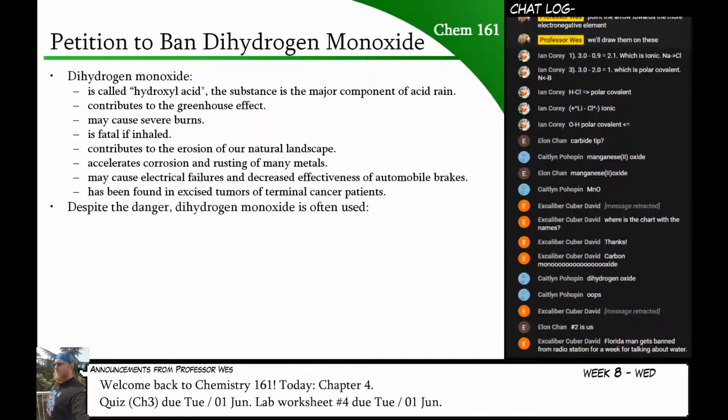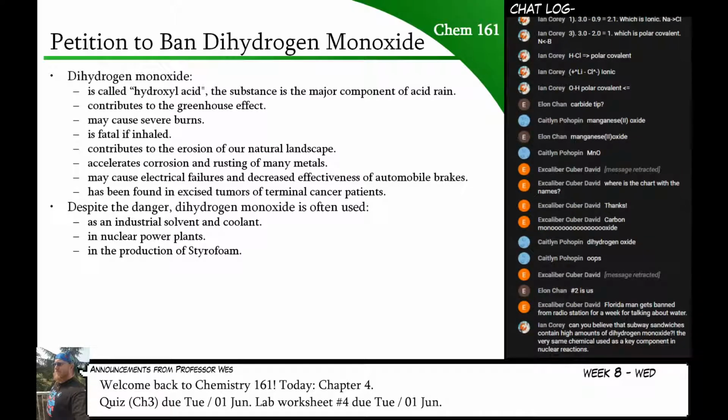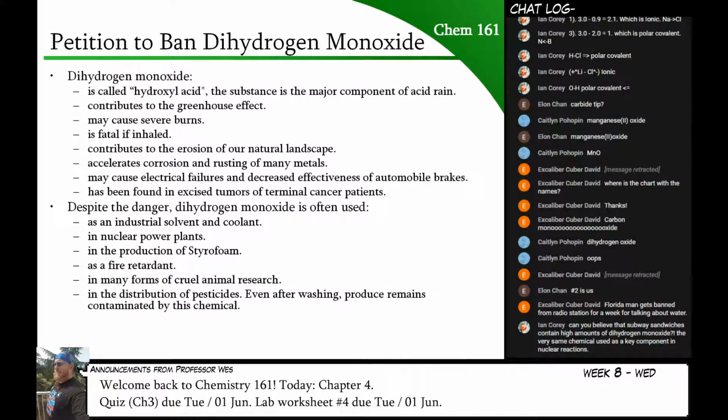This is really bad. And yet, despite all these problems, dihydrogen monoxide is still used in these ways. We still use it in industry as an industrial solvent and coolant. We use it to make styrofoam. We use it in nuclear power. We use it as a fire retardant. We use it in animal research. It's everywhere. We even use it to distribute pesticide. All of our produce is contaminated, and if you wash your produce, you can't get rid of it. It's still there.